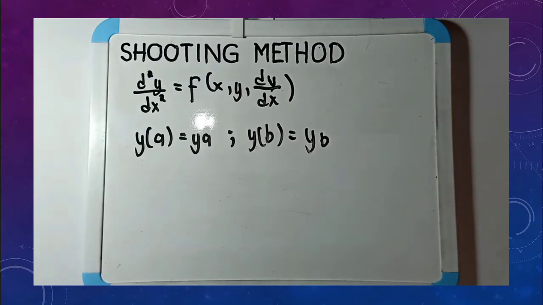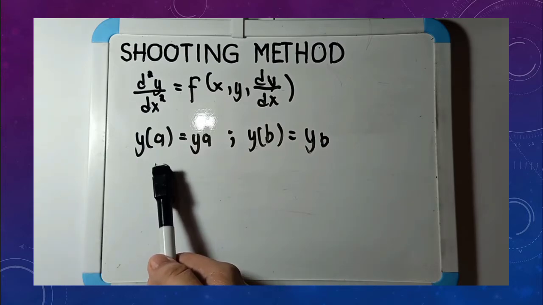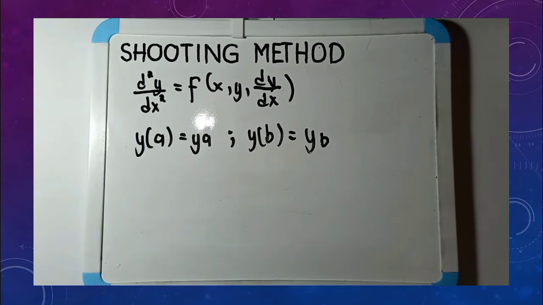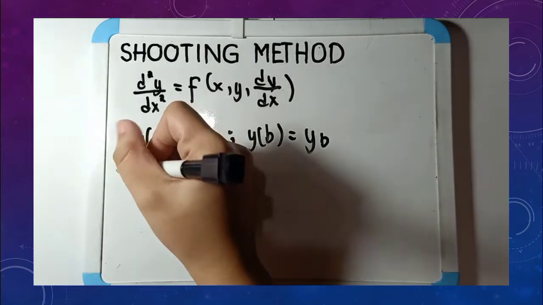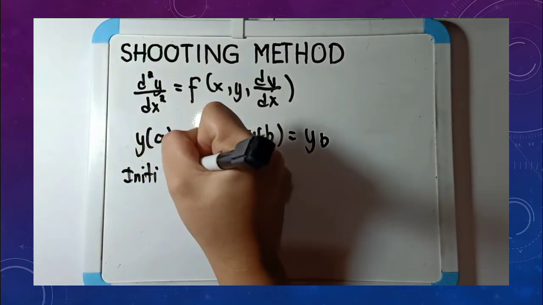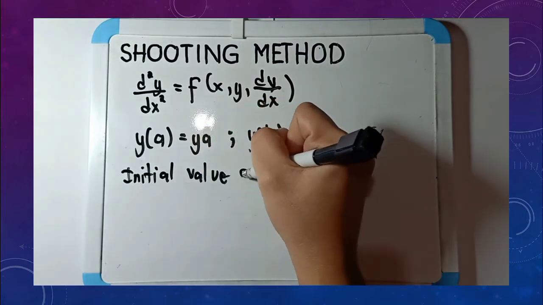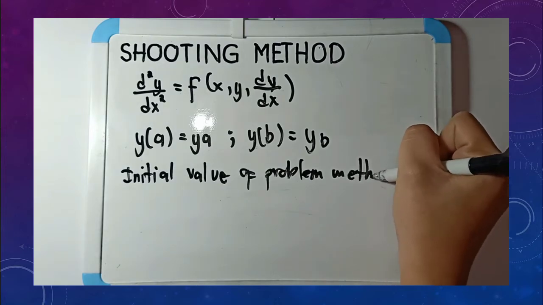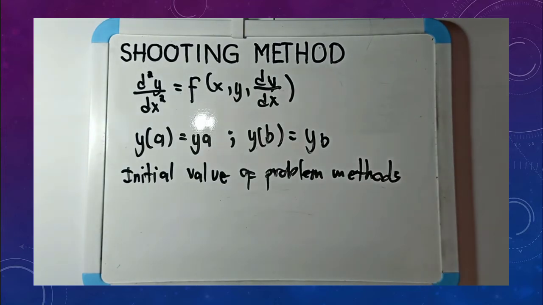Now, what we are finding right here is that we are given two boundary conditions: what is happening to y at x equal to a, and what is also happening to y at x equal to b. Now, what the shooting method does is that it basically uses the initial value problem methods. So we do have a boundary value problem, but in this case, we are going to use the initial value problem methods to solve the problem.